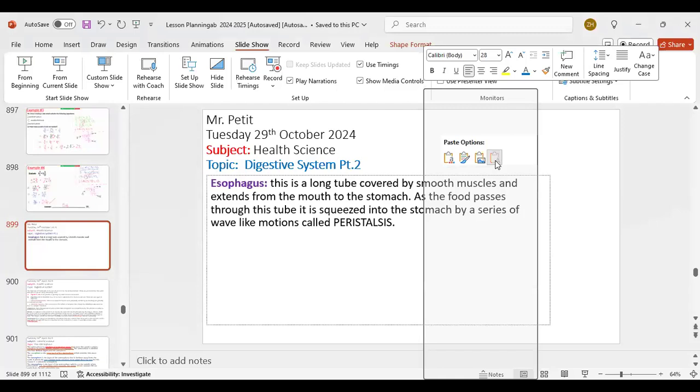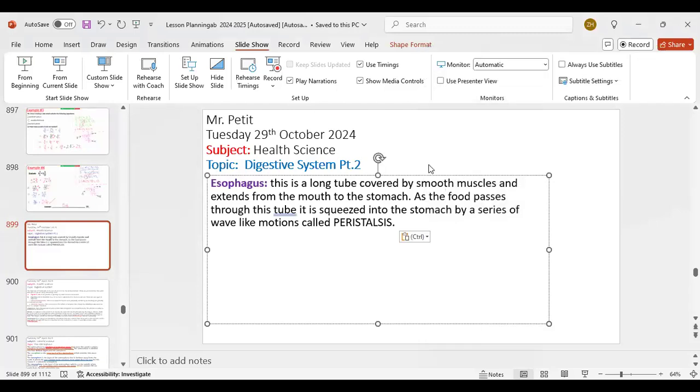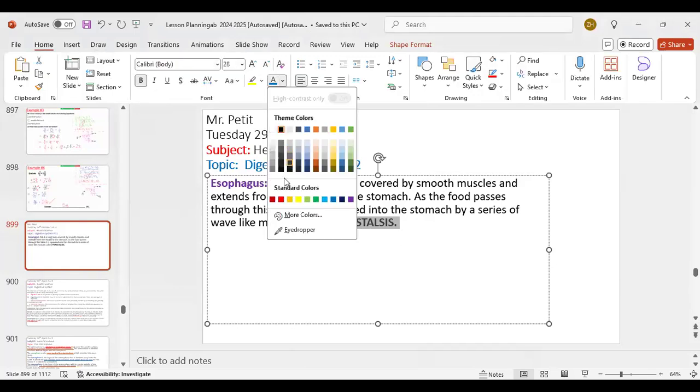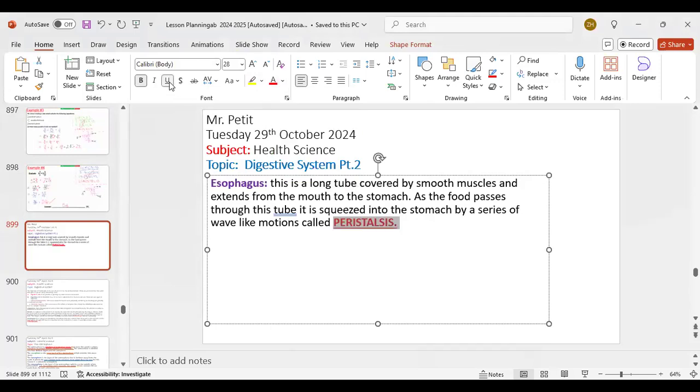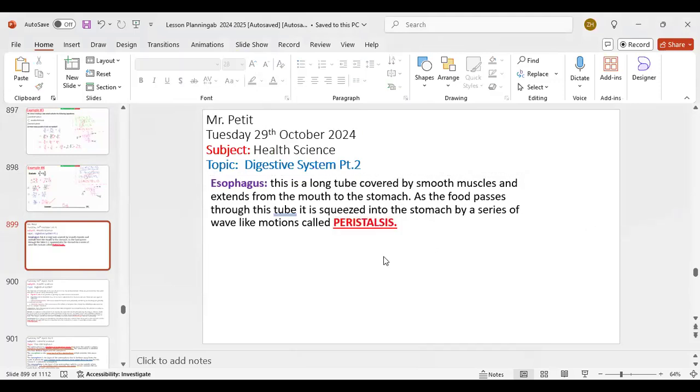So write this down. As the food passes through this tube, it is squeezed into the muscles by a series of wave-like motions called peristalsis. Peristalsis is not only in the esophagus, but it's all through the digestive system. That's how food passes through. Even if you're upside down, you still could digest food because there's literally a contraction that forces the food down.